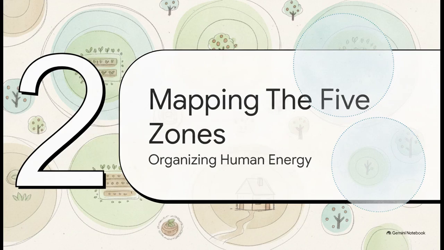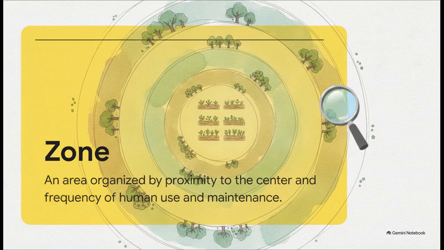Section 2. Mapping the 5 zones. Organizing human energy. Now, let's overlay our very first transparent layer onto our base map. A zone is basically a conceptual area, and it's organized by its proximity to the center of activity and the frequency of human use and maintenance. So I want you to imagine a beautiful watercolor wash of concentric circles radiating outward from your home. What we're actually mapping here isn't just physical distance. We're literally mapping your internal human energy and exactly how often you're going to need to visit a specific space just to keep it thriving.